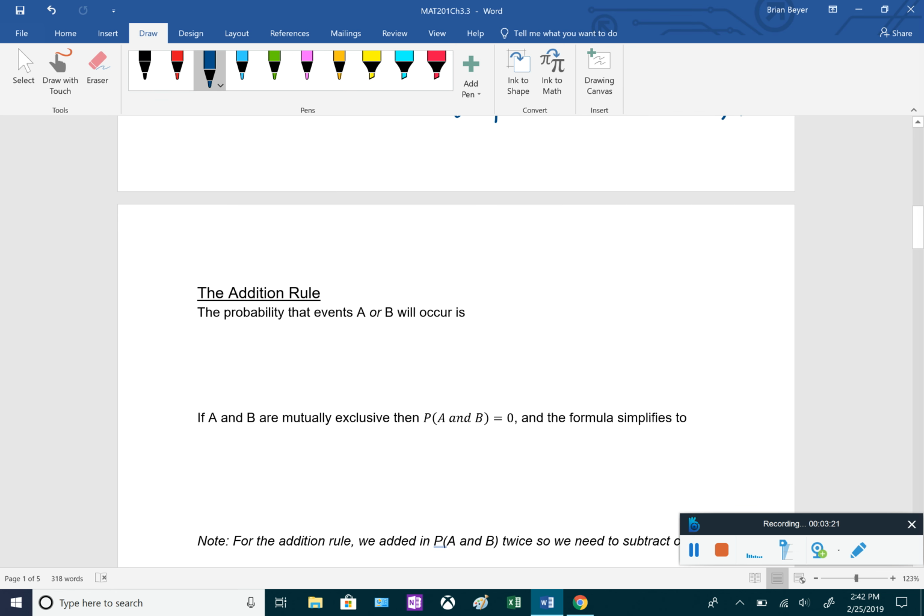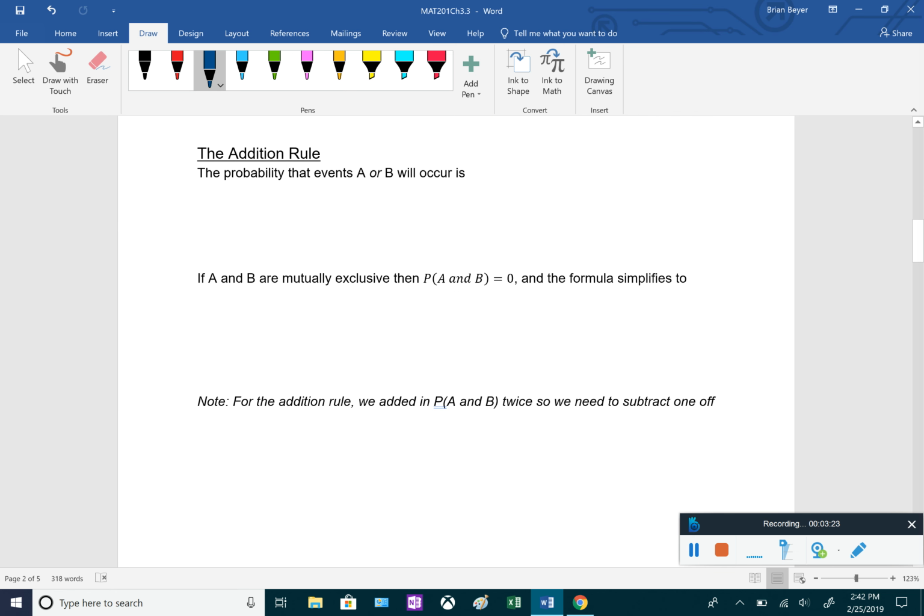Okay, so that brings us to our rule for this section. Our little formula is the addition rule. The probability that events A or B will occur, so at least one of them, either A occurs or B will occur, the probability of A or B is going to equal the probability of event A happening by itself plus the probability of event B happening by itself minus the probability of event A and B both occurring at the same time.